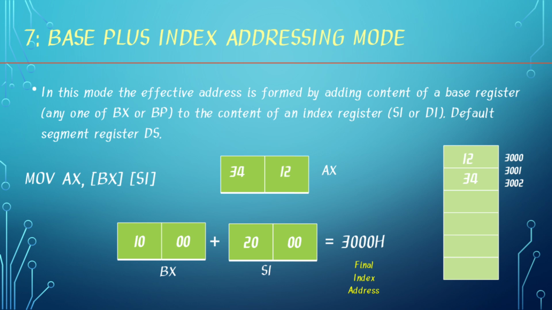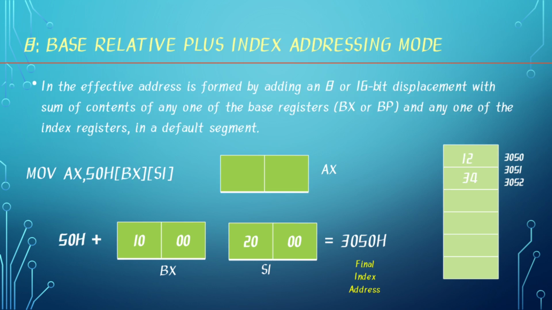So the base address and index address are added, then the resulting address has some data, and that content is moved to the AX register. And next, the last addressing mode is the base relative plus index addressing mode.